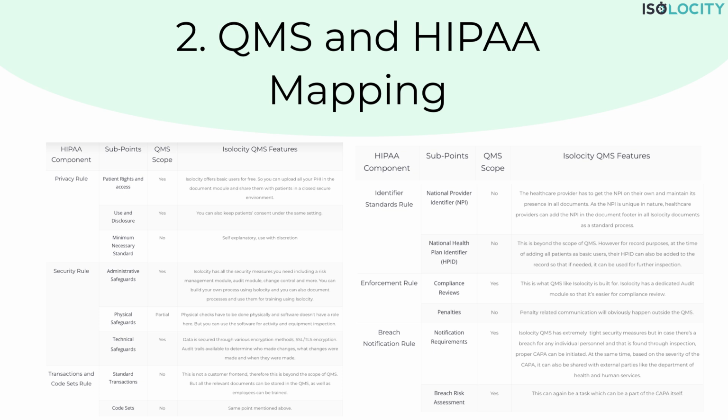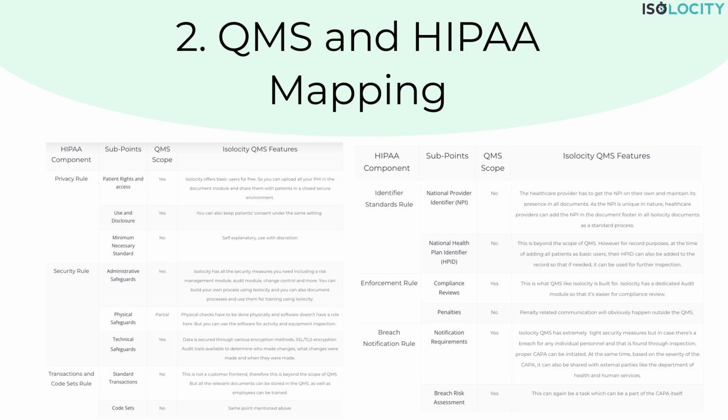Starting with the Privacy Rule, under Patient Rights and Access, Isolocity QMS provides a solution. It allows you to upload all protected health information, or PHI, in the document module and securely share it with patients. Additionally, use and disclosure is covered as well, allowing you to store and manage patients' consent within the same secure environment. However, for the minimum necessary standard, the system doesn't specifically address this. It's something that users need to ensure through proper discretion.